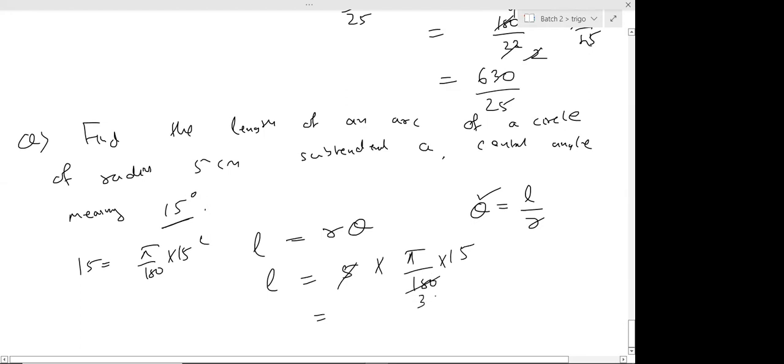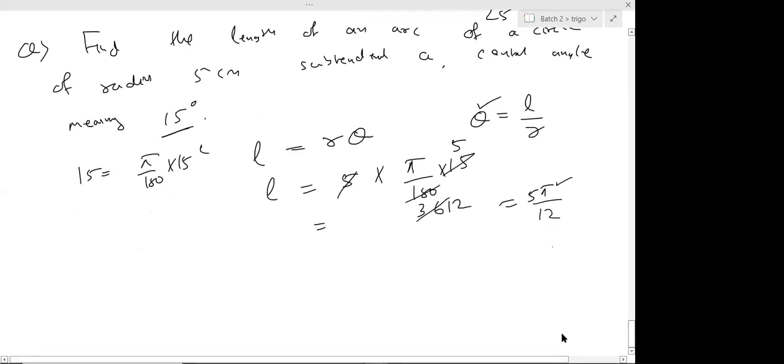This is 36. So 5 pi by 12. You can further put the value of pi as 22 upon 7 and find the value. Is that clear, Shafullah?